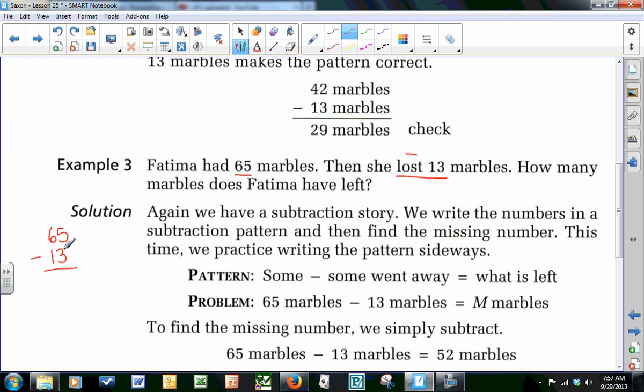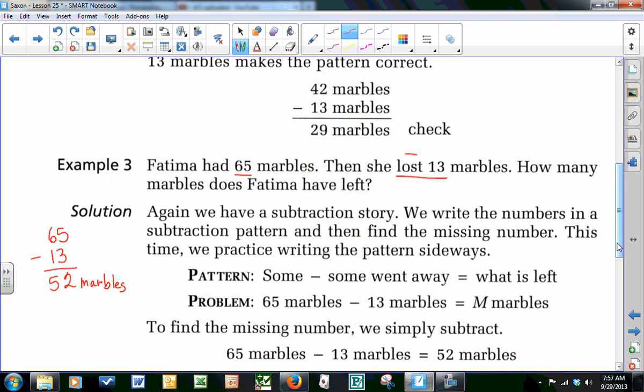Well, it's just simple subtraction. 5 minus 3 is 2, and 6 minus 1 is 5. So the answer is 52 marbles. Remember to label. No naked numbers in our classroom.